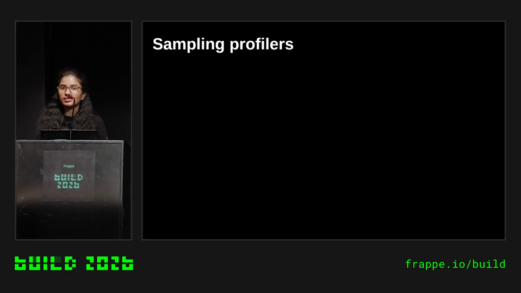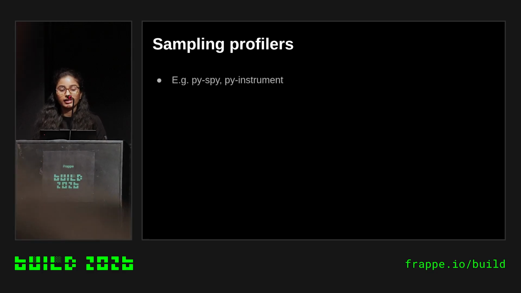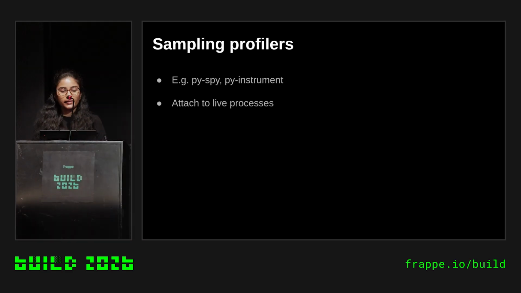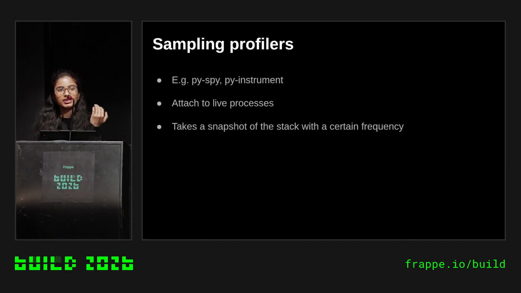The other kind of profilers are sampling profilers. Examples are py-spy, the one that we'll see shortly, and another called PyInstrument. These profilers attach to the live process of your app, the program that you're executing. And the way sampling profilers work is they take a snapshot of the call stack that your code has during its execution.